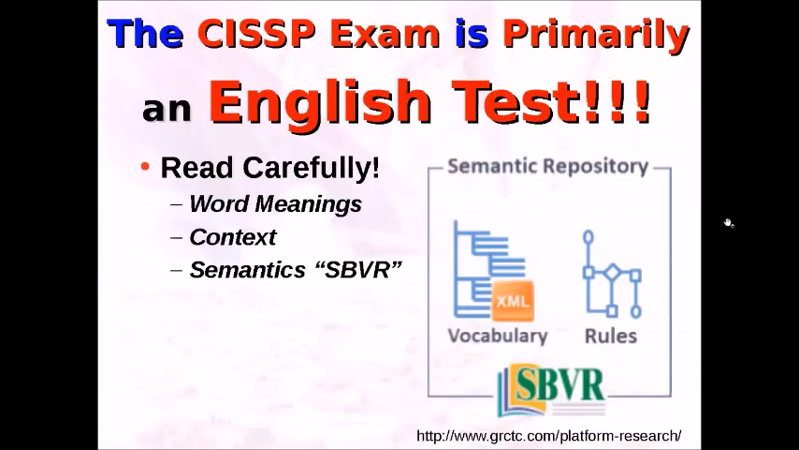Yeah, primarily an English test. Please understand those word meanings. Understand the context. Understand the semantics. If I ask you to bring me a picture of a dog tied to a fence, well, that could mean take a picture of a dog and tie it to a fence, but I think if you understood me better, you'd realize, I don't think that's what he meant. I think he wanted to tie a dog to a fence and take a picture of that. But the same sentence could be interpreted different ways.